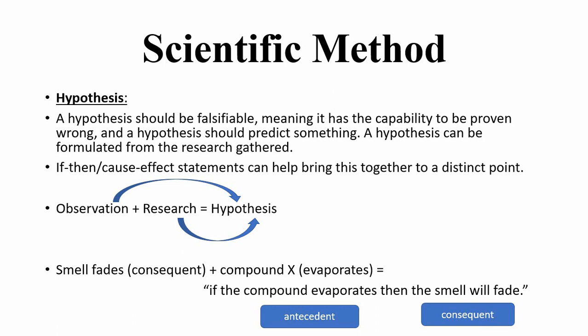The empirical evidence showed that the smell became less potent over time. This could be called the consequent, meaning something that follows, or the effect. The research gathered showed that compound X may evaporate over time. We could say this is the antecedent, meaning something that exists before something else, or the causality.